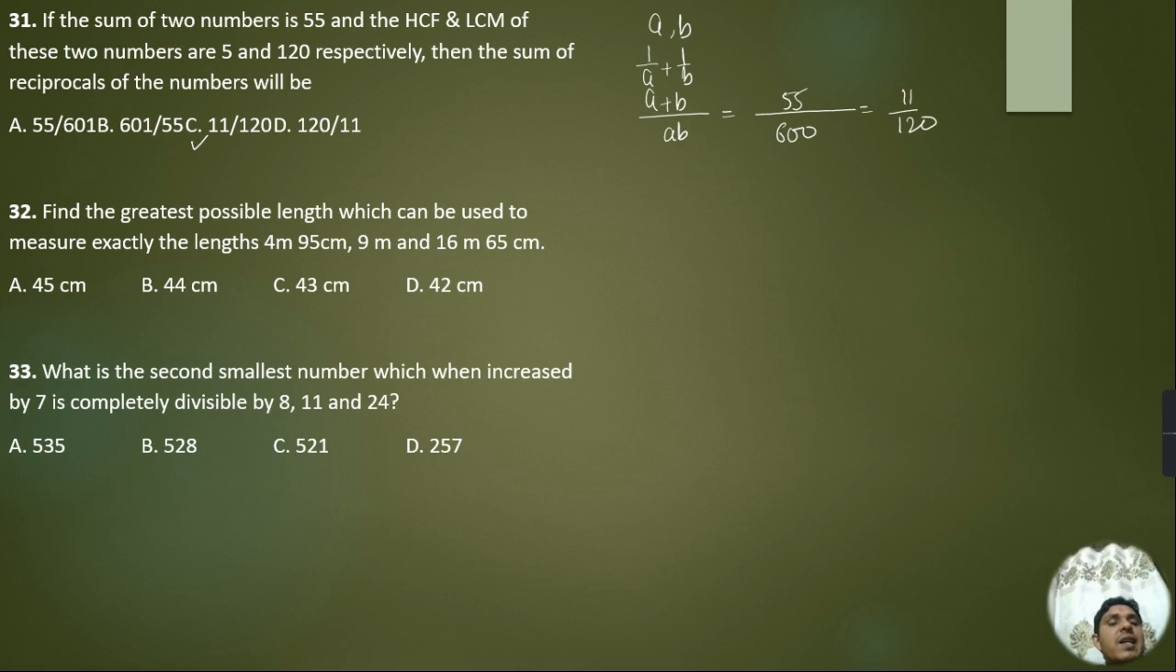Question 32. Find the greatest possible length which can be used to measure exactly the lengths of 5 meter 95 centimeter, that means 495 centimeter, 9 meter, so 900 centimeter, and 16 meter 65 centimeter, that means this, right? So greatest possible length which can be used to measure exactly the length. Okay, that means we have to find the HCF of the numbers. How to find? Just check divisibility by any number that is common.